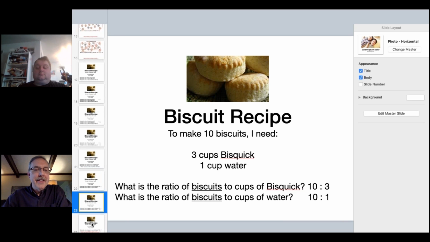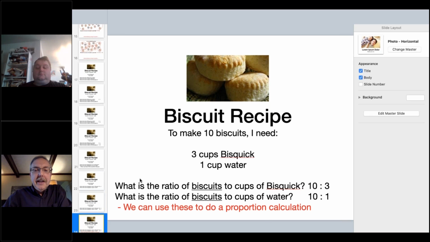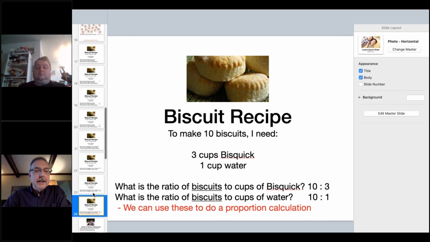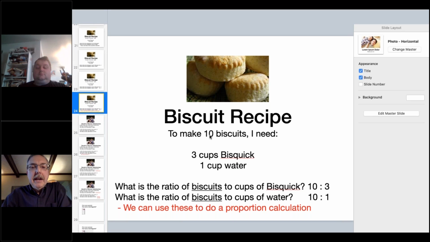So why do we care about this? Well, we can use these when we do a proportion calculation. So let's say we don't want to make 10 biscuits, we want to make 20 biscuits. Well, you can probably see from that we doubled the amount of biscuits. So we want to have double each of these. So we want to have 6 cups of Bisquick, 2 cups of water to make 20 biscuits. So if you did that in your head, you may have figured out, or you may not have realized, but you used a proportion calculation when you did that.